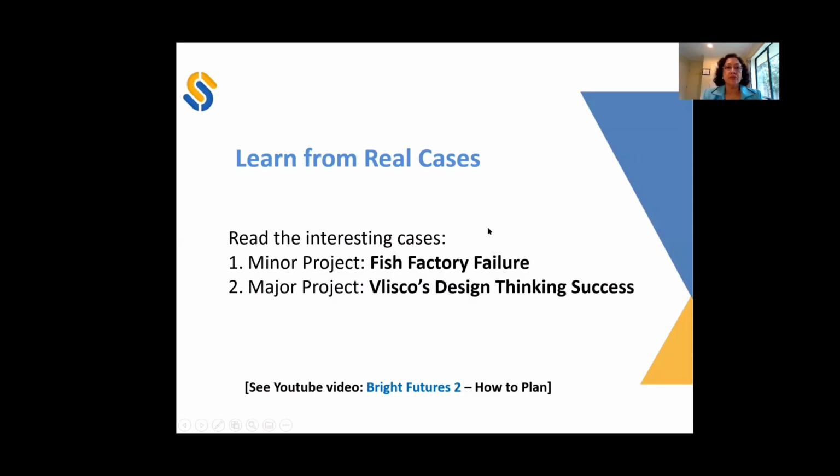I'm also going to give you some projects as part of this course, really fascinating case studies. The minor project is a fish factory failure. I thought you can learn a lot from both a failure and a success story. And the major project is Blisco's design thinking success, how this company was really struggling with competition. And then they used the design thinking process within their company, and they did really, really well. So you learn a lot from some of those projects.